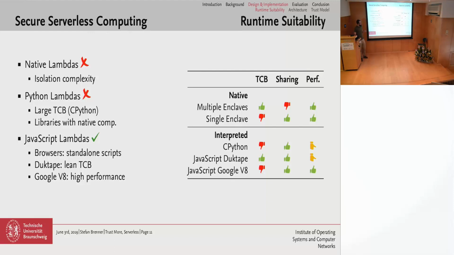And we chose two different interpreters. We have been looking at others as well. First of all, the Duktape interpreter is really a good fit because it's a very small interpreter, so it has a very low trusted computing base. If we put it into an enclave, just same as Python, we can now share the interpreter because we're running it once inside one enclave.